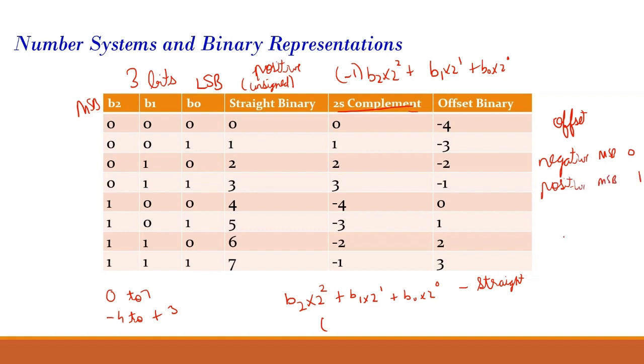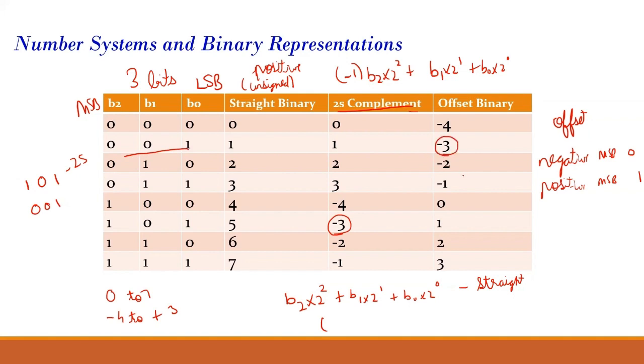Assume I have represented a number. What is the representation for -3? In 2's complement, -3 is represented by 101. Now I want to represent it in terms of offset binary. So what I do is, I just flip this 1 and make it 0. So it becomes 001. And 001 in offset binary is -3.